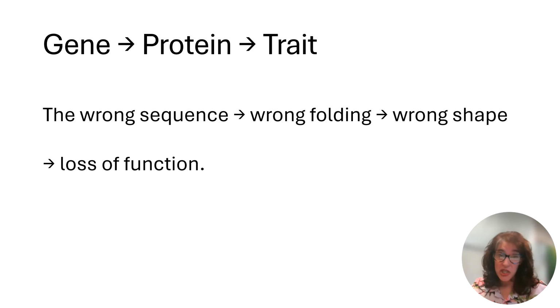Remember, your genes tell your cells which protein to make. The proteins are going to determine the traits. So the wrong sequence will have the wrong folding, and the wrong shape equals sometimes loss of function. If the protein isn't folded correctly, you're not going to have the correct shape, and because you don't have the correct shape, you're not going to have the same functionality.